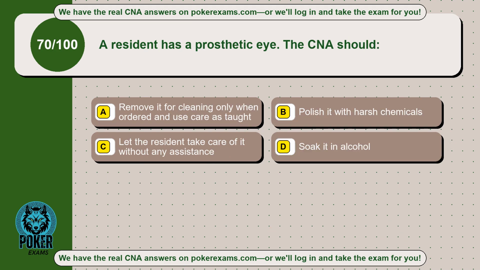Question 70. A resident has a prosthetic eye. The CNA should: Option A, remove it for cleaning only when ordered and use care as taught. Option B, polish it with harsh chemicals. Option C, let the resident take care of it without any assistance. Option D, soak it in alcohol.